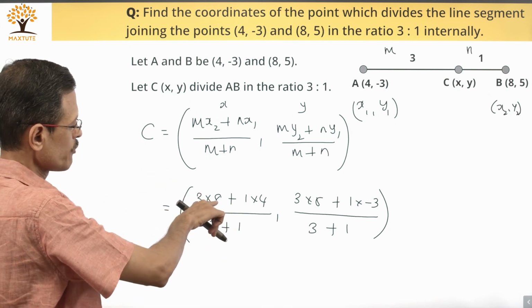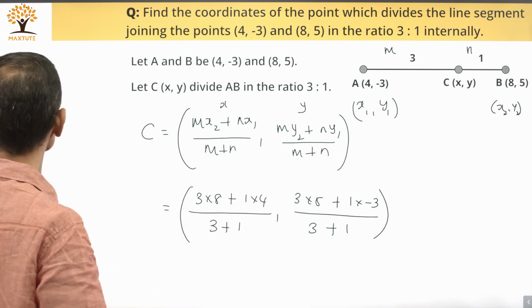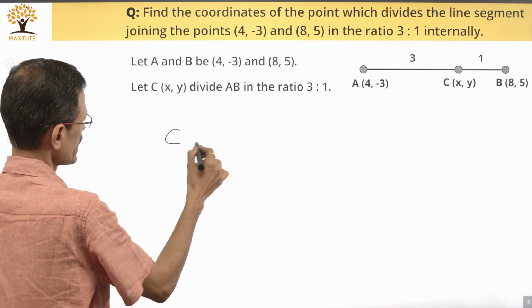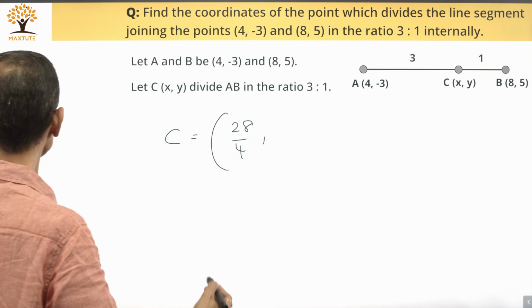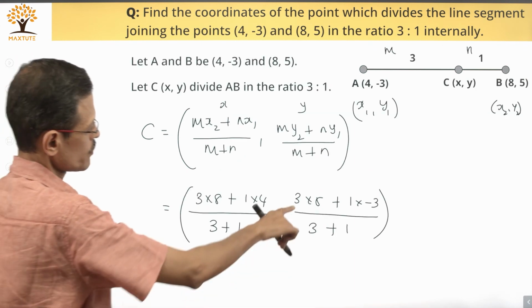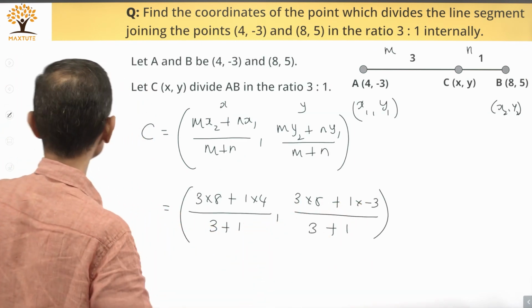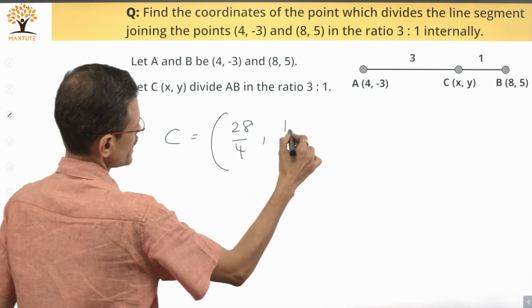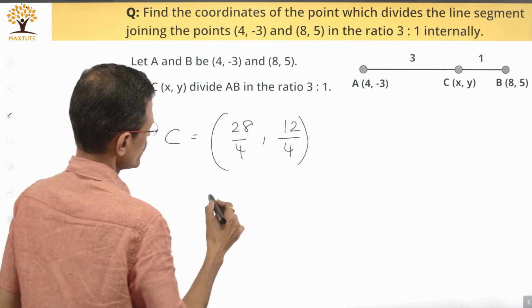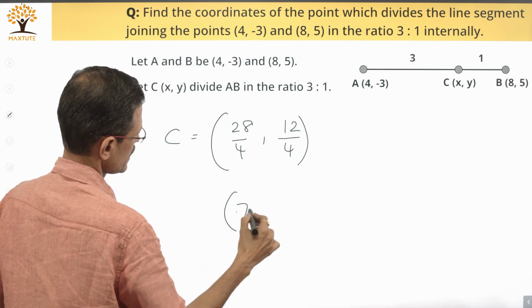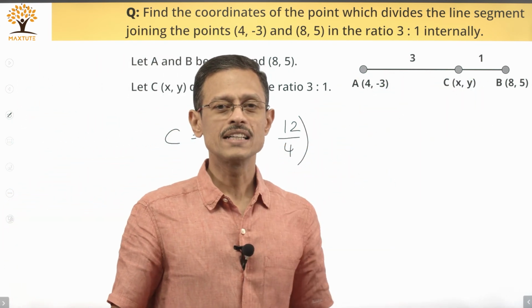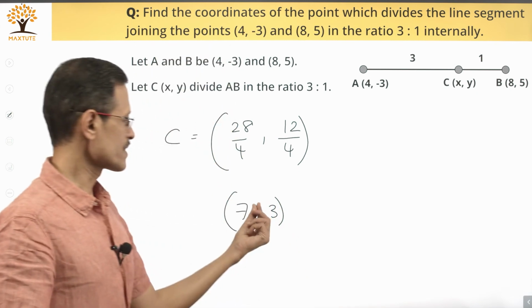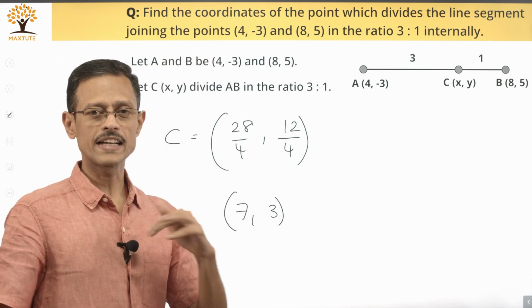3 times 8 is 24 plus 4, 28 divided by 4 is the x coordinate. X coordinate of C is equal to 28 divided by 4. Let's go back and compute the y coordinate. This is 15 minus 3, 12 divided by 4. So, coordinates of point C are (7, 3). The coordinates of the point that will divide this line segment in the ratio 3:1 internally is (7, 3). Complete these steps, get 2 marks.